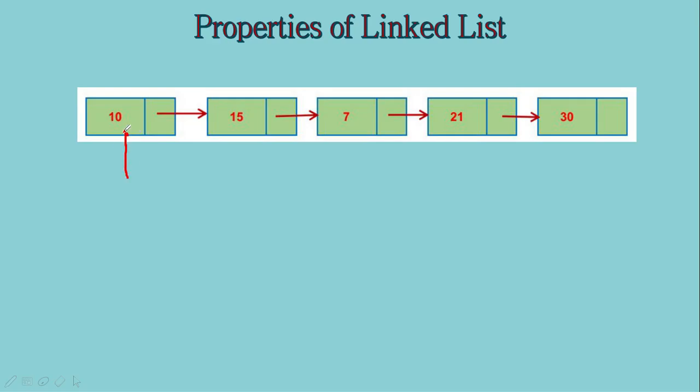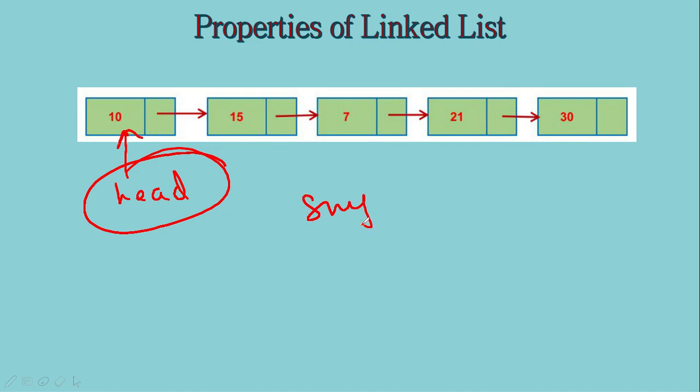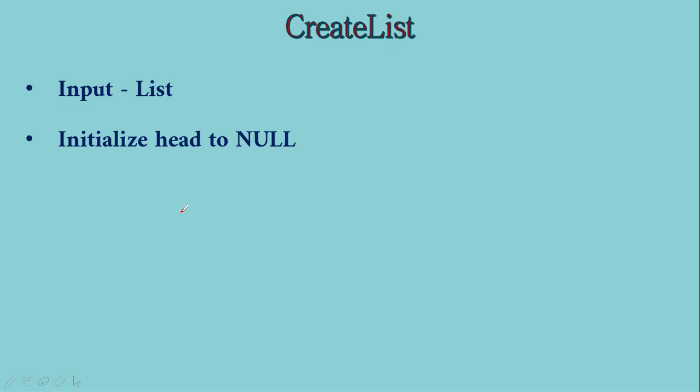And what will be known is the address of the first node, that is what is called the head. Only head will be known, and that is how we will refer to the linked list, and we are particularly talking about only single linked list. In a single linked list you will have only one property, that is the head. First we will be talking about the create list function.